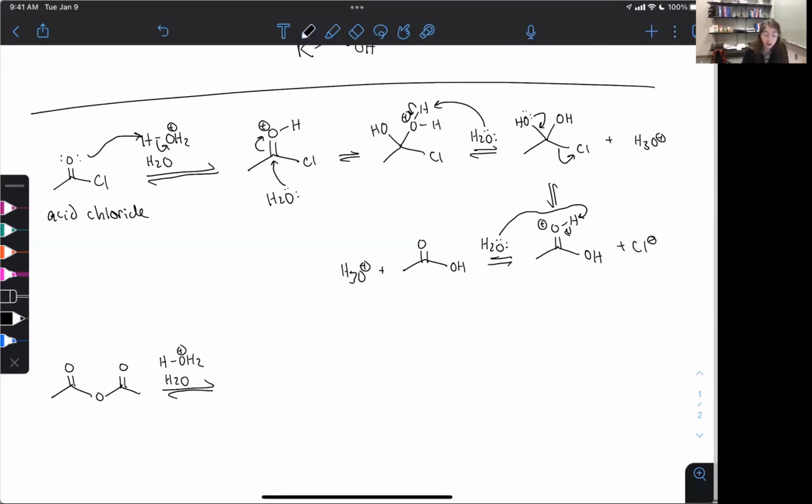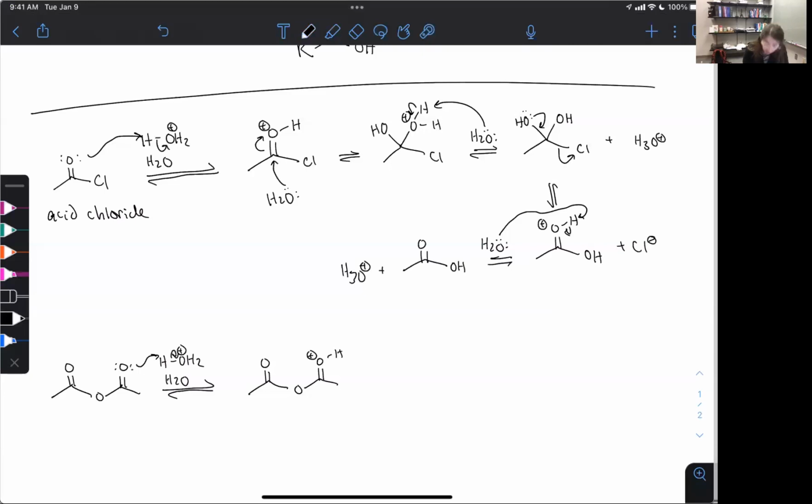Okay, so I've got my carbonyl. We're going to go ahead and protonate that. So in the case of the anhydride, I obviously have two carbonyls that I could choose. There's not going to be a lot of preference because they have resonance between them. So not really helpful in that respect.